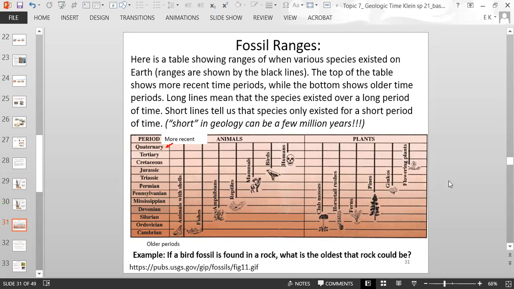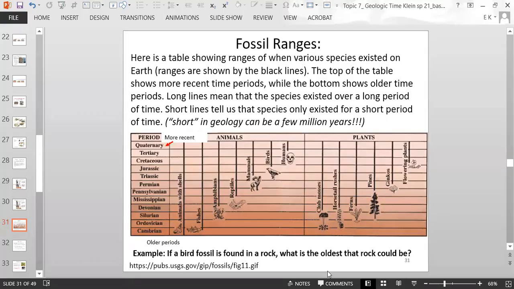Okay, so let's go over how to read this. If a bird fossil, here's birds, is found in a rock, what is the oldest that rock could be? So yeah, the very end of the Jurassic, beginning of the Cretaceous, is when birds started to appear in the fossil record and come into existence.